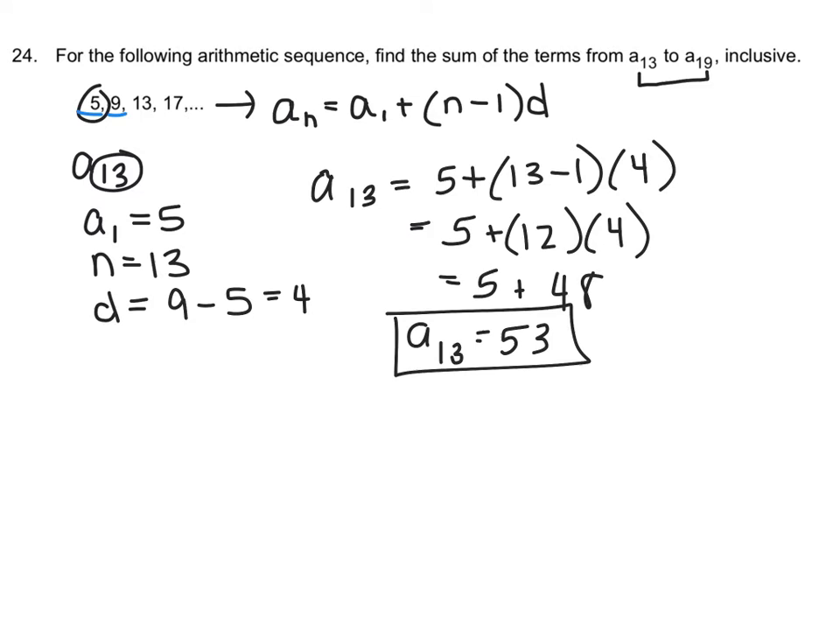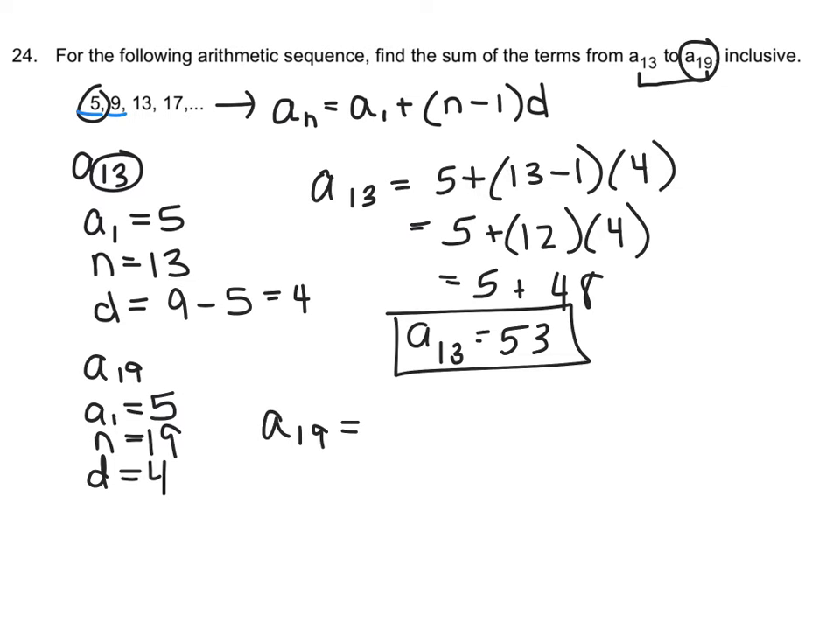Now we're going to do the same thing, and we're going to find A19, or the 19th term in the sequence. So for this term, we still have A1 equaling 5, but now N equals 19, and D still equals 4. We'll plug these values in and solve for A19.